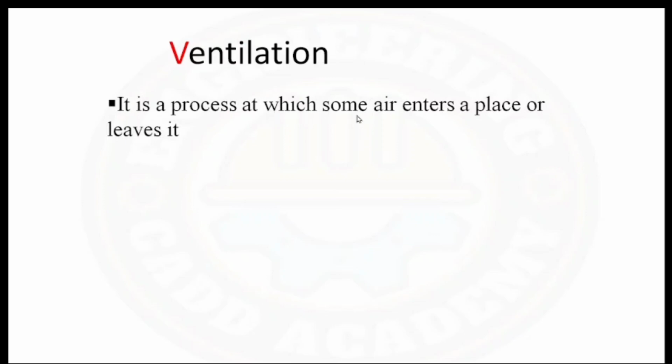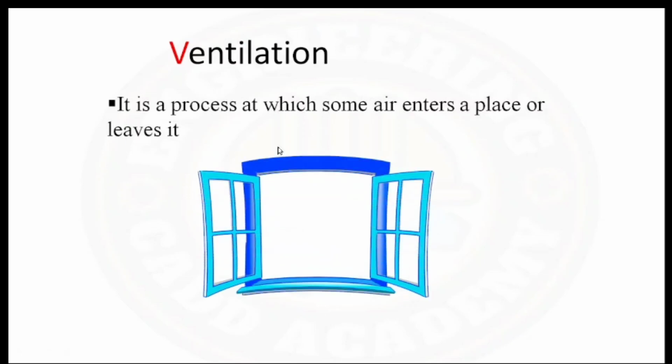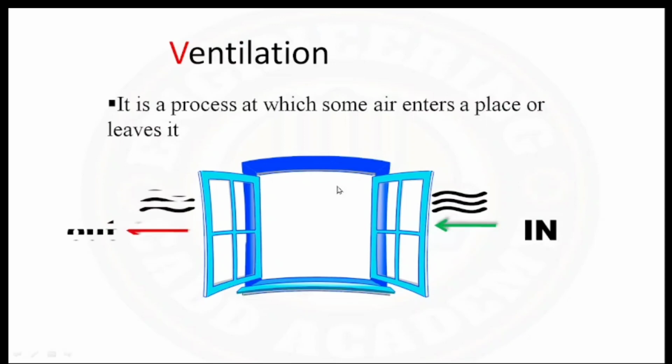So now ventilation. What is ventilation? It is a process by which air enters a place or leaves a place. For example, consider this window. Our houses, schools, colleges have windows. So what does the window do? It allows the air to enter the room, and as well as it allows the air to leave the room. This opening allows fresh air from outside to enter the room, and it makes the air from the room leave. So this is known as ventilation. Ventilation means the air enters the room or leaves the room.